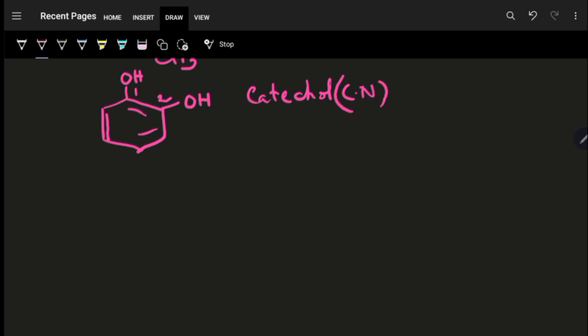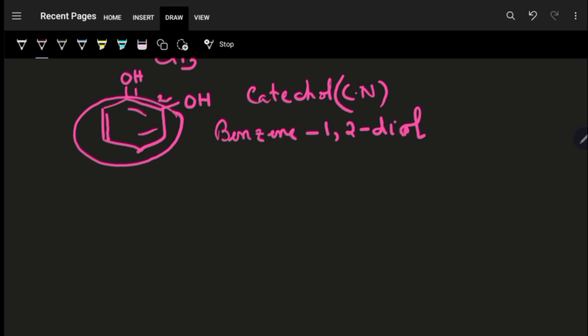And the IUPAC name will be: benzene as parent, and there is more than one OH, so it's a polyhydric system. Such a system is named in this manner. Benzene, positions 1 and 2, there are 2, so di, and ol, so diol.